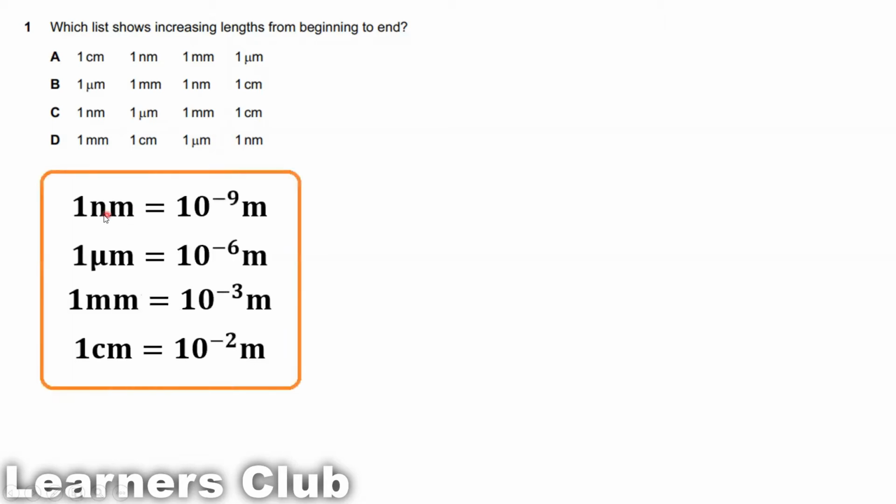Question 1. Which list shows increasing lengths from beginning to end? Now the length is given in meter, but they have given many prefixes. We have to get it in ascending order. 1 nm, that is 1 nanometer, is equal to 10 to the power minus 9 meter. 1 micrometer is 10 to the power minus 6 meter. 1 millimeter is 10 to the power minus 3 meter. 1 centimeter is equal to 10 to the power minus 2 meter.